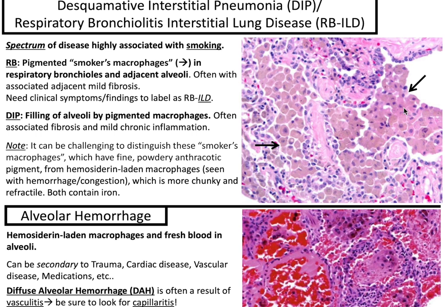Note, it can be challenging to distinguish these smoker's macrophages, which have fine, powdery, anthracotic pigment, from hemosiderin-laden macrophages seen with hemorrhage and congestion, which is more chunky and refractile. If you did get a Prussian blue, both would stain with iron.